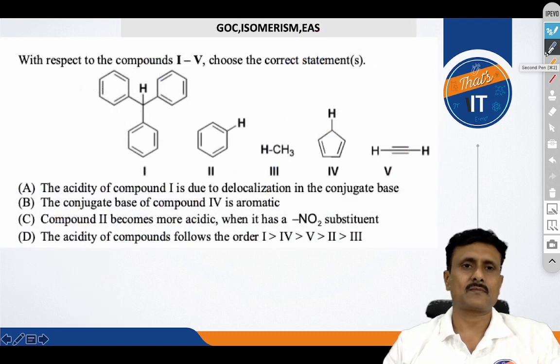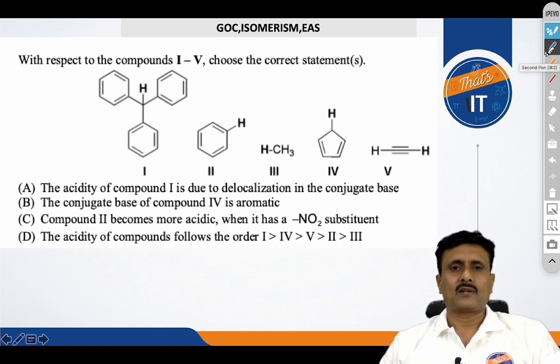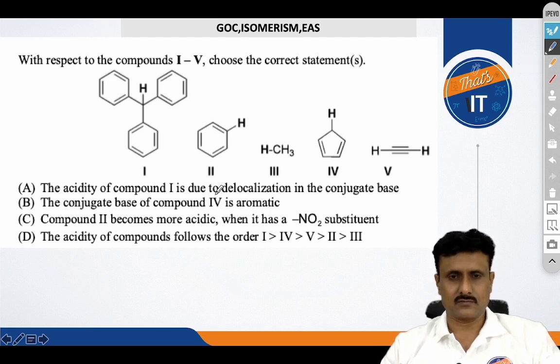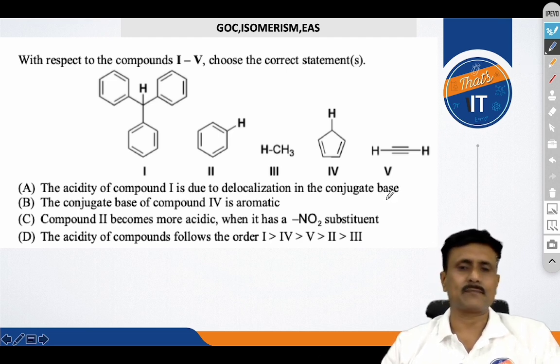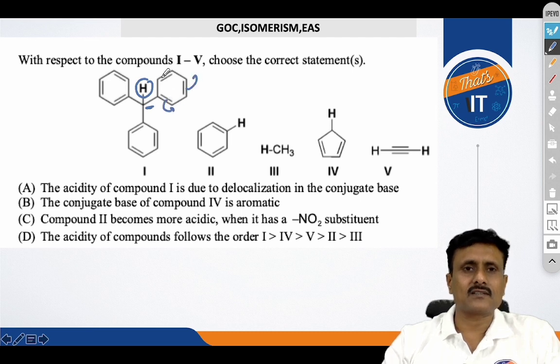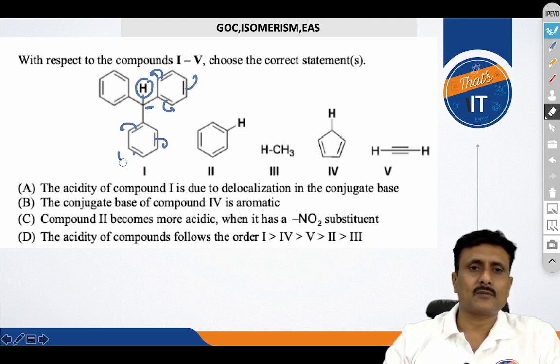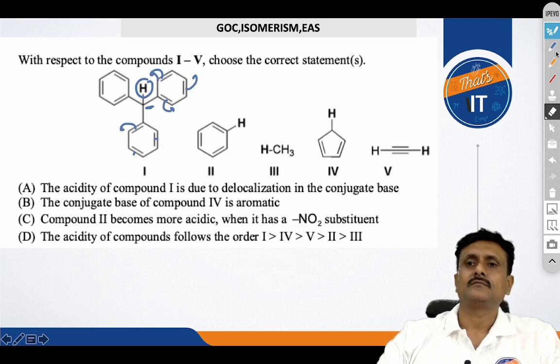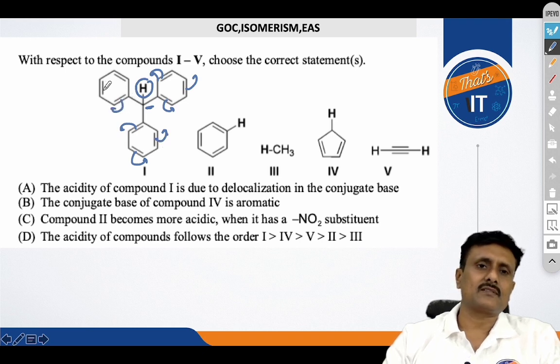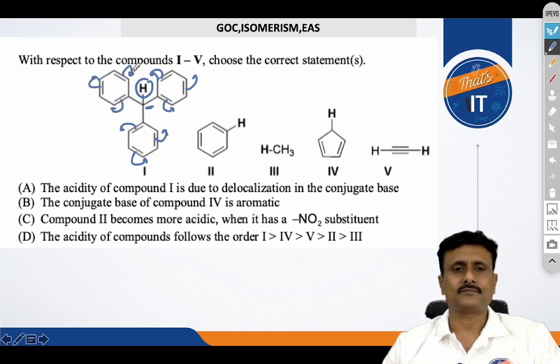Now, we can see the next question. With respect to the compounds 1 to 5, choose the correct statement. The acidity of compound 1 is due to the delocalization in the conjugate base. You know, when hydrogen is lost, the negative charge is very much stabilized by the delocalization over the 3 benzene rings. So, delocalization is taking place, that's true.